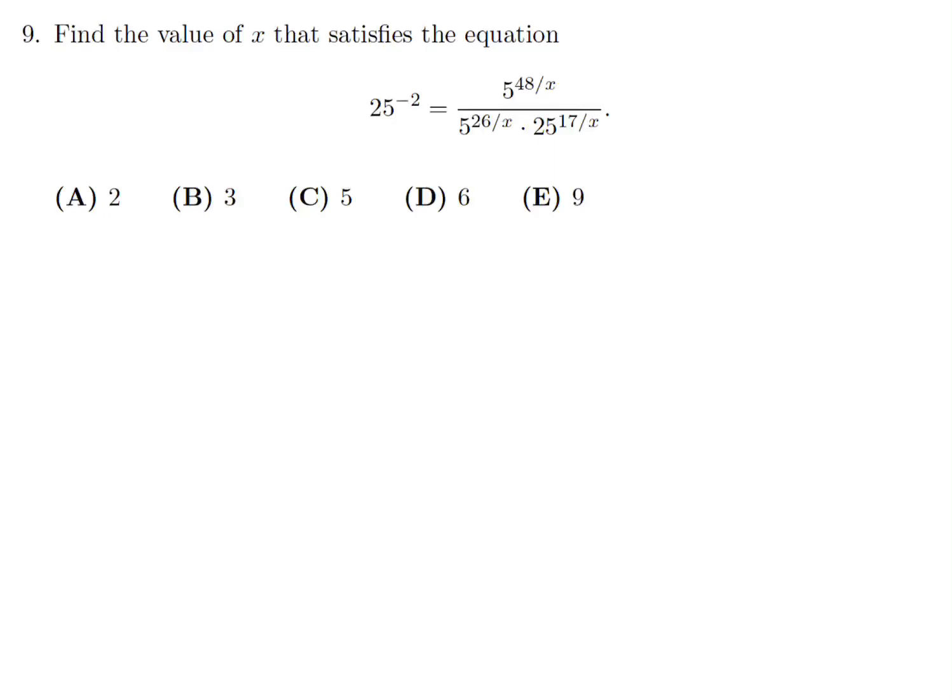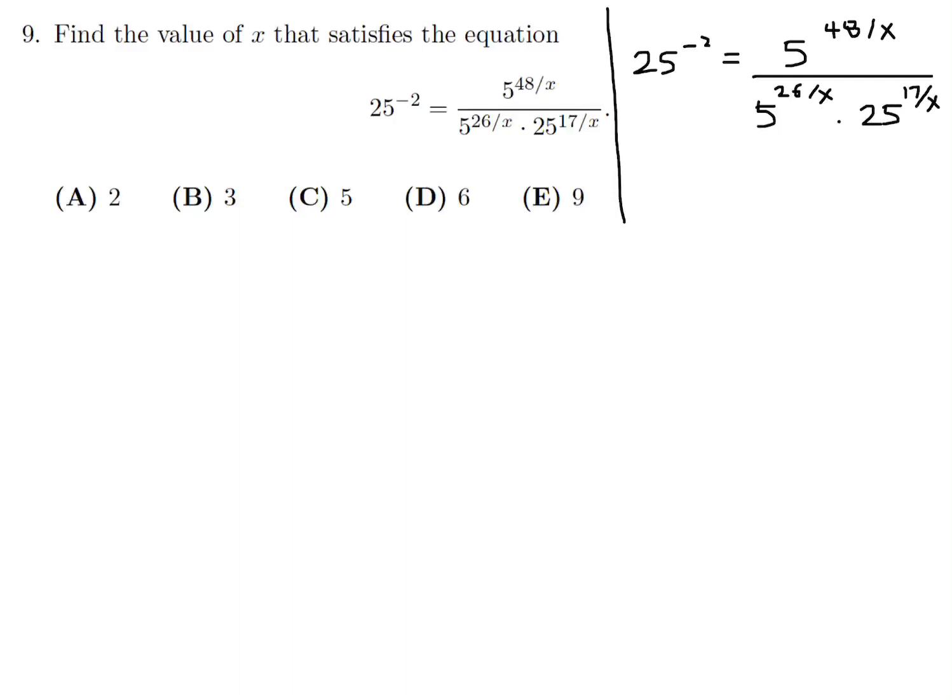Find the value of x that satisfies this equation. Okay, so we have 25 to the negative 2, 5 to the power of 48 over x, and 5 to the power of 26 over x times 25 to the power of 17 over x. So I want to get the same base for everything, so I'm going to convert everything to 5s. So this will be 5 squared, negative 2. This is already in the base 5, so that's fine. And so is this one, 26 over x. And then this one will be 5 squared, 17 over x, like that.